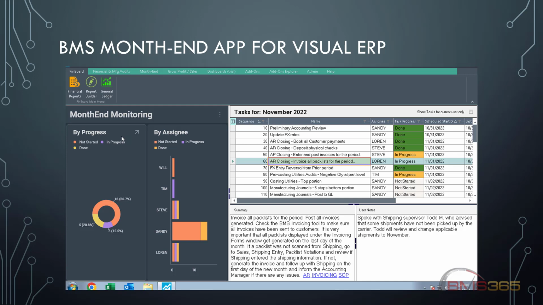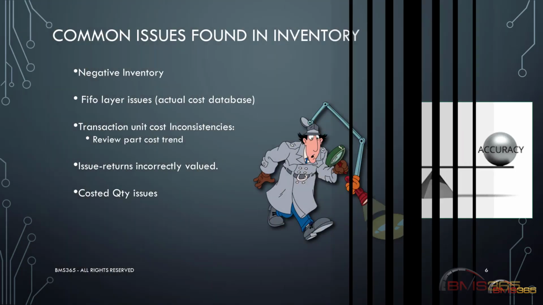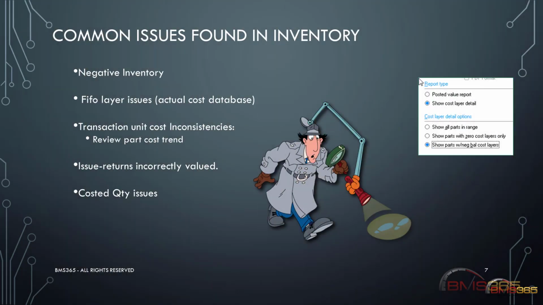Now, we also talked about knowledge. What is the proper knowledge that we have to make sure our month end runs smoothly? Well, basically, it is to understand the basic fundamental concepts of Visual. One main one is to make sure that we don't have negative inventory on hand. So negative inventory creates a big impact in our costing system, and so we have to prevent that.